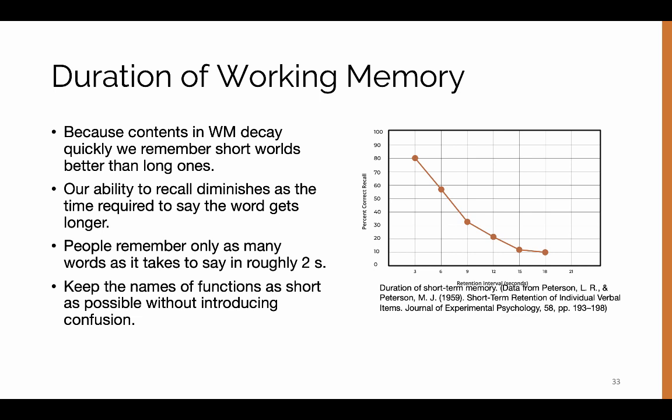I think some things we can do, of course. I always thought this was interesting. As I mentioned, contents in working memory decay pretty quickly. Because of that, people tend to remember short words better than longer ones. In fact, our ability to recall diminishes as the time required to say the word gets longer. People remember only as many words as they can say in about 2 seconds. Pretty amazing, right? So people don't remember much more than that. So in your designs, please try to keep the names of functions as short as possible without introducing confusion.